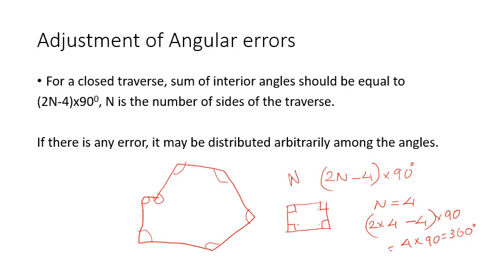If you had a four-sided polygon and you calculated this value from the field work data, and your sum of included angles is 362 degrees instead of 360 degrees, that means 2 degrees more than what we expected. So there is an error of 2 degrees. That 2 degrees has to be reduced.